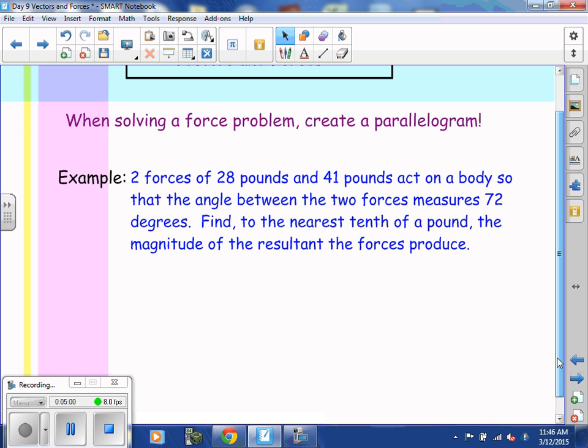We're going to start solving a problem using vectors. Very first thing you have to do every single time is create a parallelogram. Most important thing. And you need a picture every single time. So we've got two forces of 28 pounds and 41 pounds acting on a body so that the angle between the two forces measures 72 degrees. Find to the nearest tenth of a pound the magnitude of the resultant forces produced.